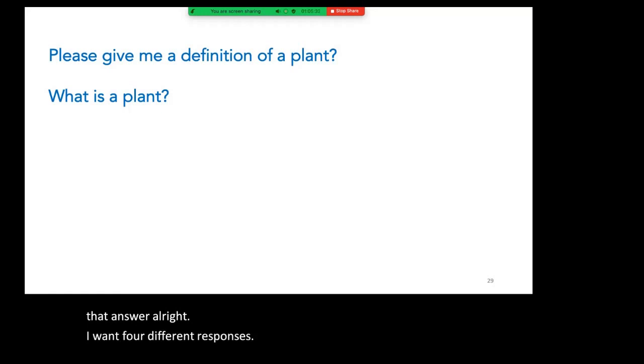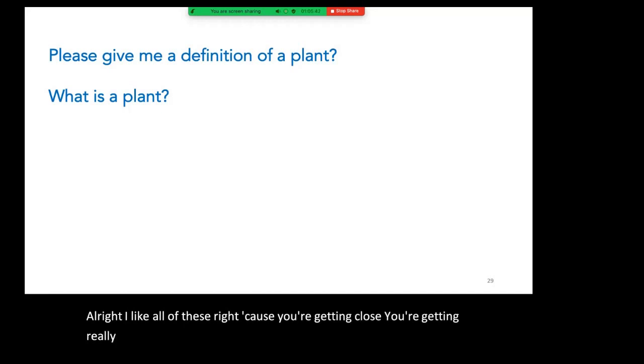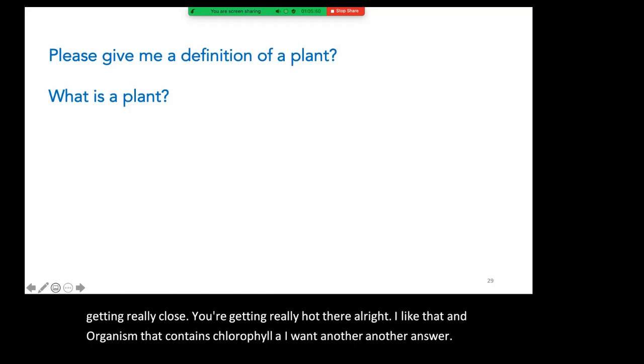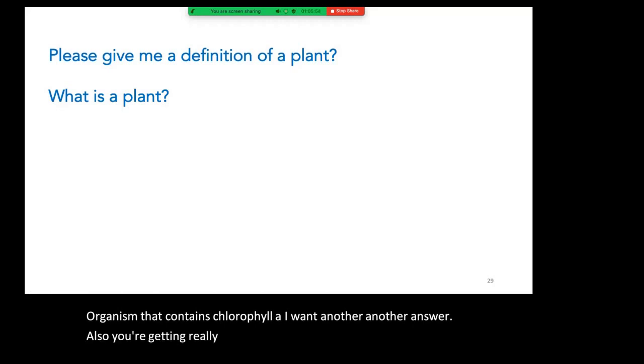An organism that contains chlorophyll A. All right, I like all of these because you're getting close. You're getting really hot there. I like that. An organism that contains chlorophyll A. I want another answer. It also contains chlorophyll B. In fact, I really like that definition much better. An organism that contains chlorophyll A and chlorophyll B.